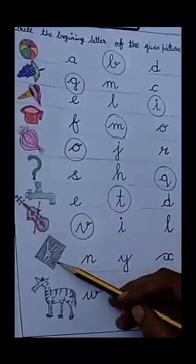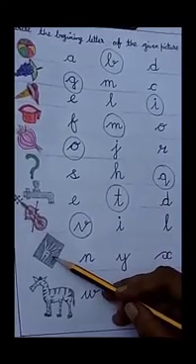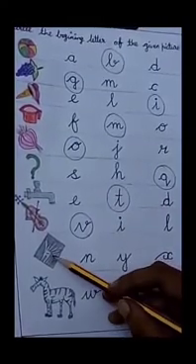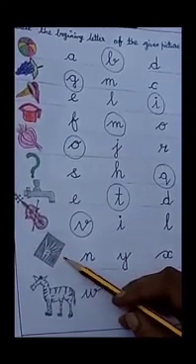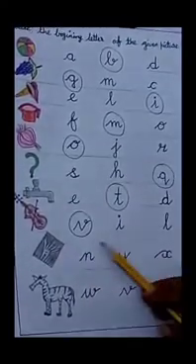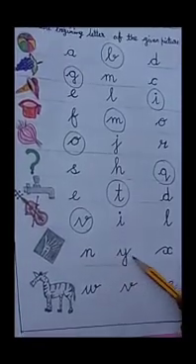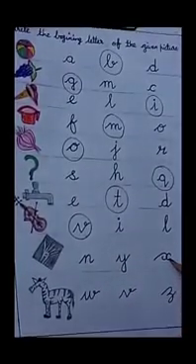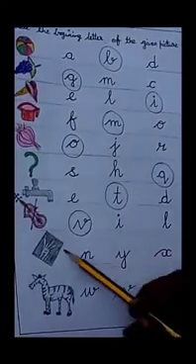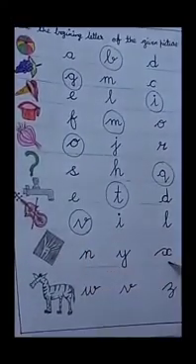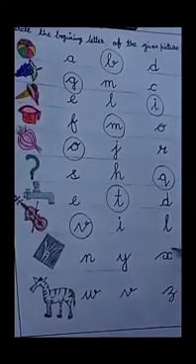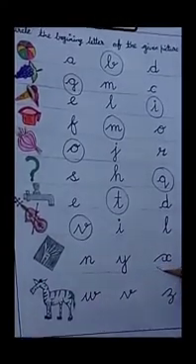Now go to the next picture. What is this picture? It's X-ray. What are these letters? N, Y and X. What is the beginning letter of the X-ray? It's X. So we will circle the letter X.